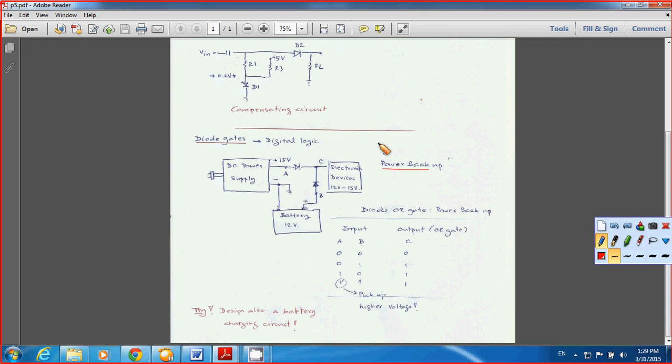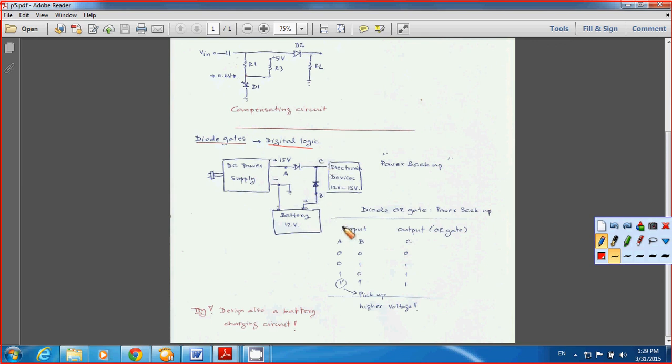So what we need to do is have a backup battery here, and you're going to use the diode to make the system work. When you have no power, you just use the power from the battery. Okay, that's why we call it digital logic here. So what we do is we connect the diode here. Let's take a look at this. Let's say I have input A here and input B here, and this is the output.